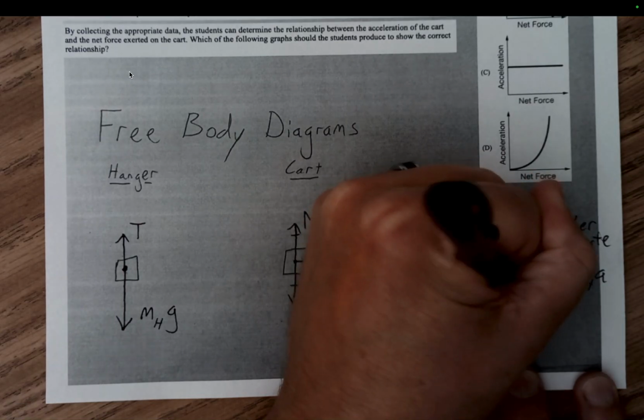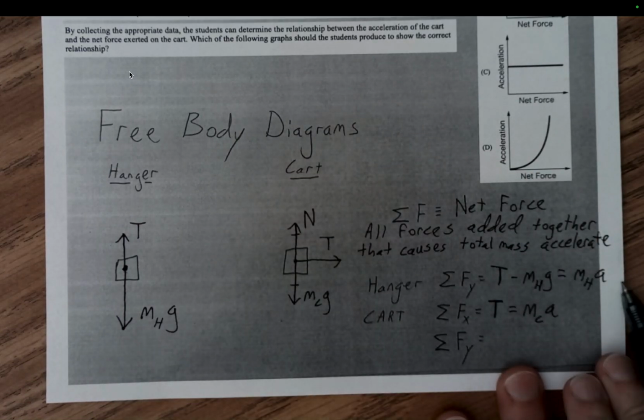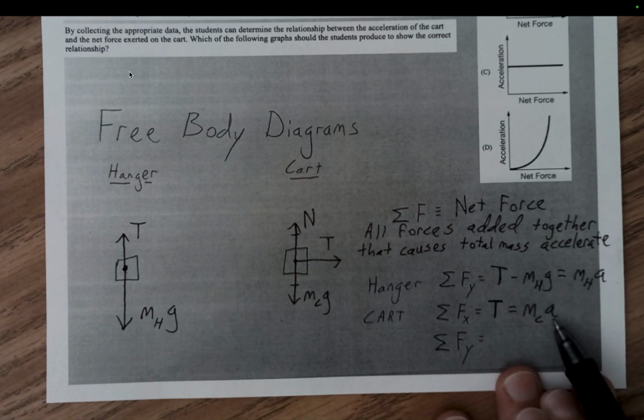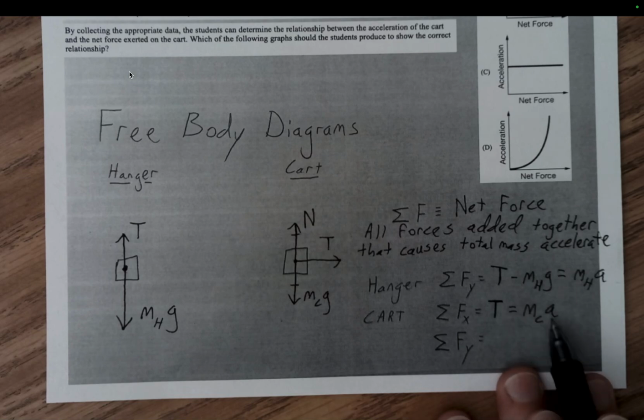And it's going to equal to the mass of the cart times the acceleration. It's the same acceleration that the hanger was accelerating with, the same acceleration that the cart's accelerating with. The tension was the only thing that made the cart accelerate. So that's what this net force here is. This is all the forces that made the cart accelerate in the x direction. Tension made the mass of the cart accelerate.